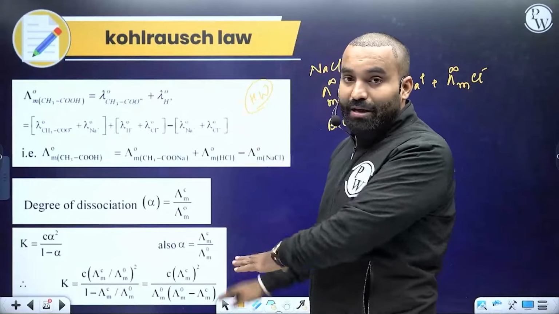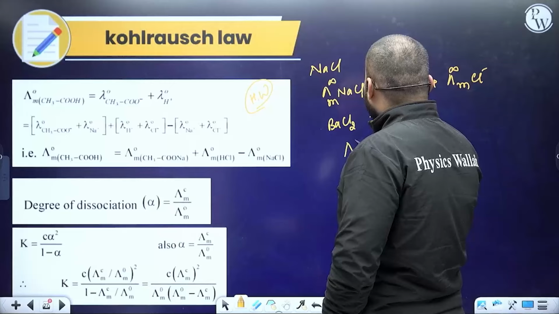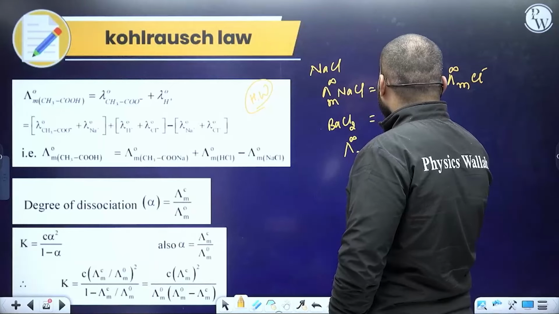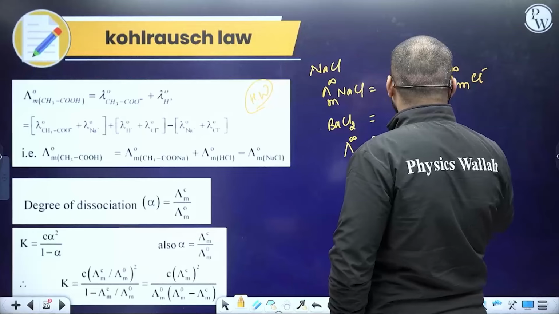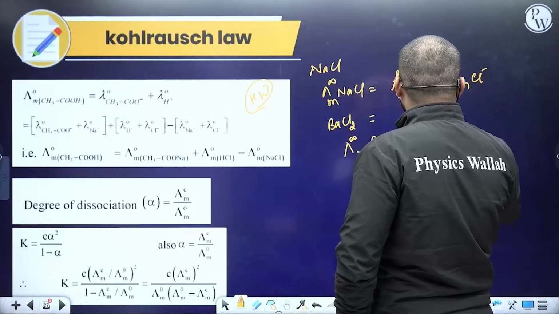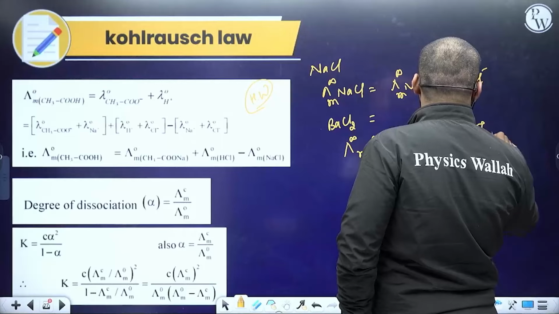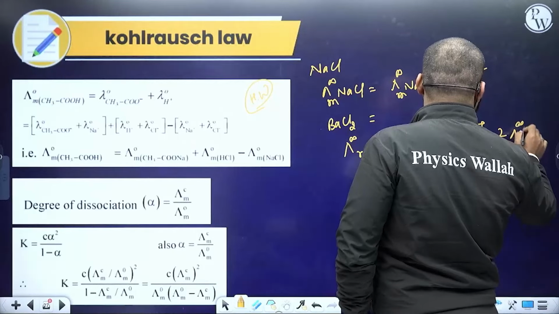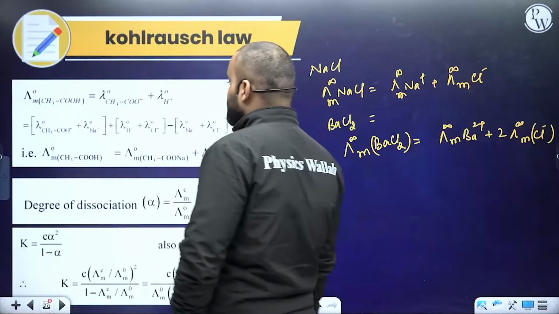Now, these are the three applications. Let me finish this first. For barium chloride, the molar conduction at infinite dilution will be equal to one barium already present plus 2 times chloride. This is how we represent it.